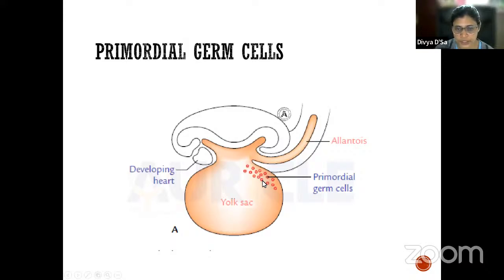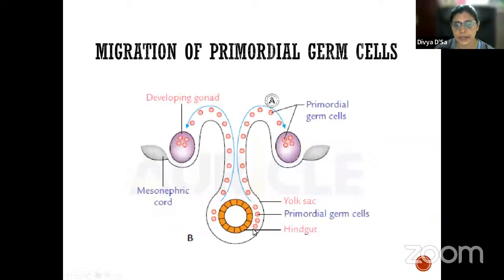Now see, these are the primordial germ cells. We see primordial germ cells in the dorsal wall of the yolk sac. From here they migrate towards the developing gonads. We'll see how it happens. This is the migration. The primordial germ cells are formed in the dorsal wall of the yolk sac, they migrate towards the developing gonads, and that stimulates the further development of the gonads.